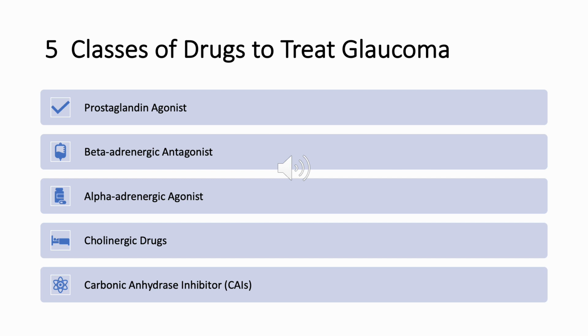There are 5 classes of drugs to treat glaucoma: prostaglandin agonists, beta-adrenergic antagonists, alpha-adrenergic agonists, cholinergic drugs, and carbonic anhydrase inhibitors, also known as CAIs.